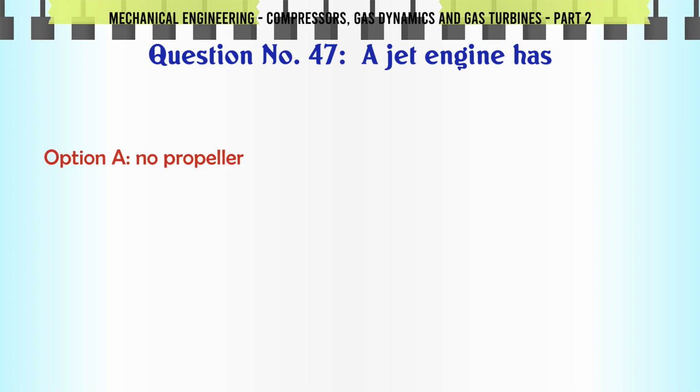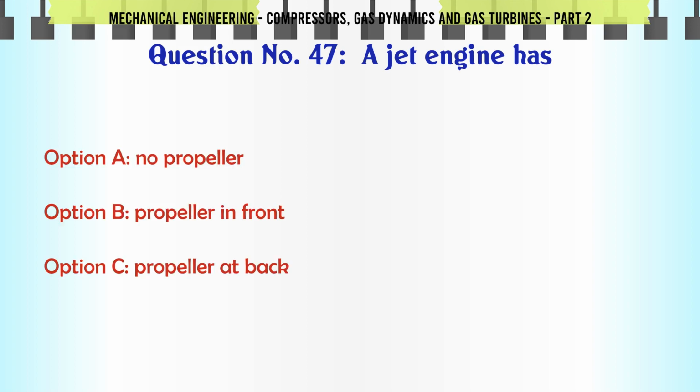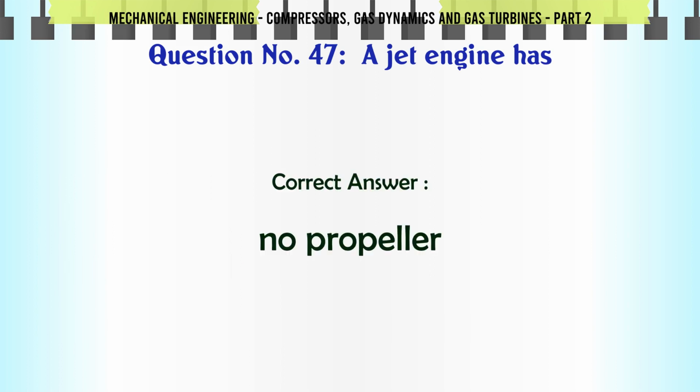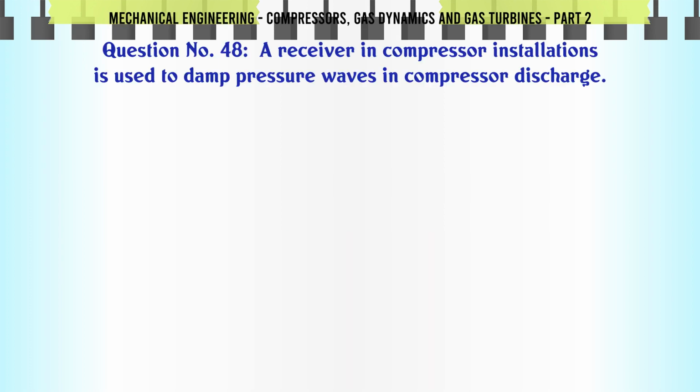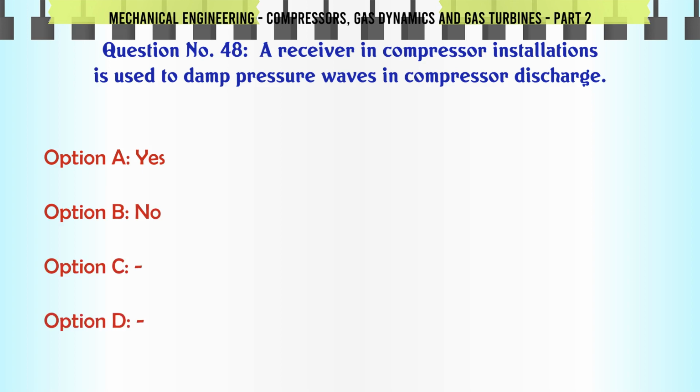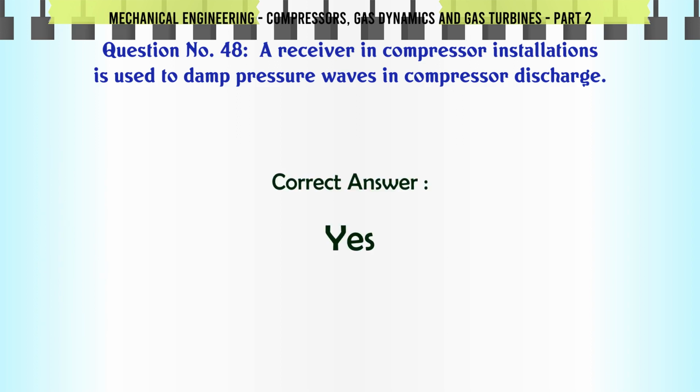A jet engine has A. No propeller, B. Propeller in front, C. Propeller at back, D. Propeller on the top. The correct answer is no propeller. A receiver in compressor installations is used to damp pressure waves in compressor discharge. A. Yes, B. No, C, D. The correct answer is yes.